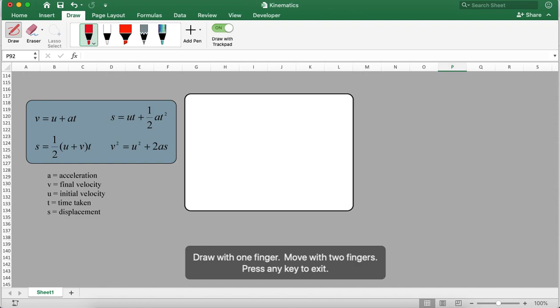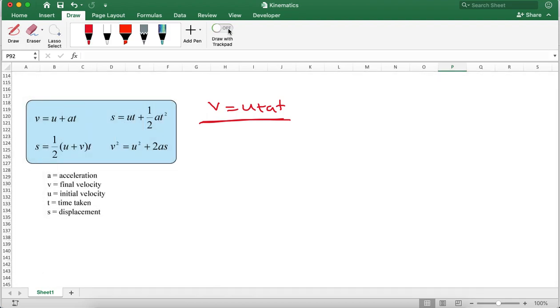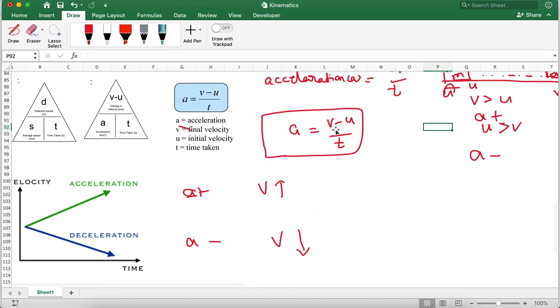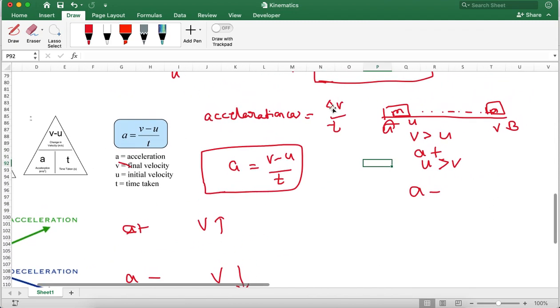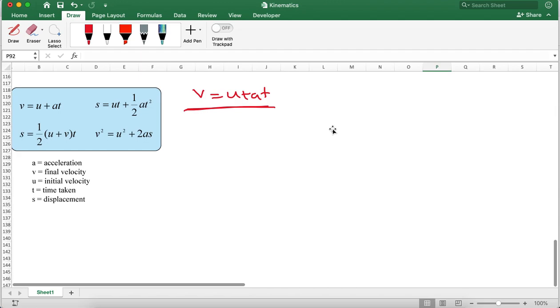The first equation is v is equal to u plus at. First I will derive this relation. As you all know, the equation for the acceleration, you just recollect, otherwise I will show you. What is the relation for the acceleration? a is equal to (v minus u) by t, or a is equal to delta v by t. By using that relation, let us derive this relation.